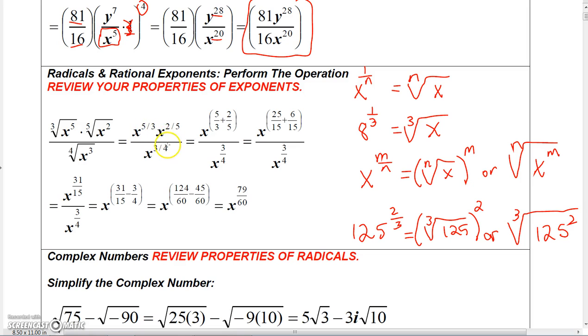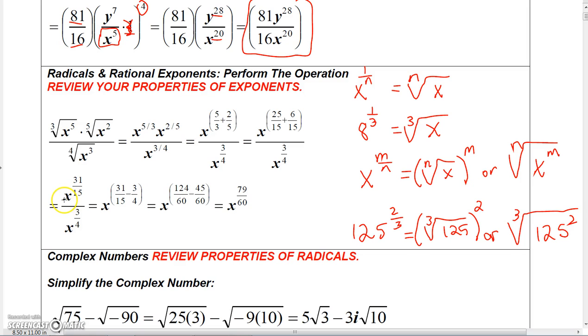Well, now I can use my properties of exponents, because if I multiply these together, you're just going to add these two fractions together, 5/3 plus 2/5. But you're going to need a common denominator to add these. So since 3 and 5 both go into 15, I can write 5 over 3 as 25 over 15. Just multiply the top and bottom by 5. And then 2 over 5 can be written as 6 over 15. Just multiply the top and bottom by 3. Okay, and we'll deal with the denominator later. If you add those together, you get x to the 31 over 15.